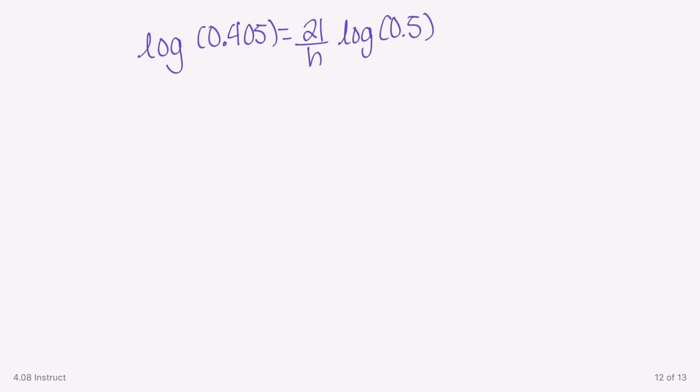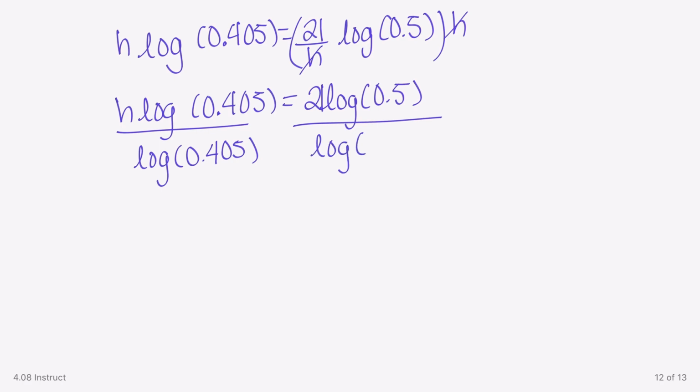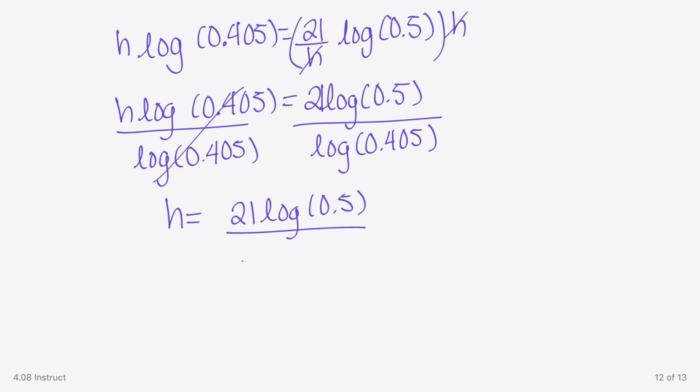And what I can do now is work on solving for h. So to do that, I'm just going to multiply both sides by h to get that h out of the denominator. And so that gives me h log 0.405 equals 21 log of 0.5. And then now I can divide both sides by the log of 0.405. And so when I do that, I have h equals 21 log 0.5 over log of 0.405.